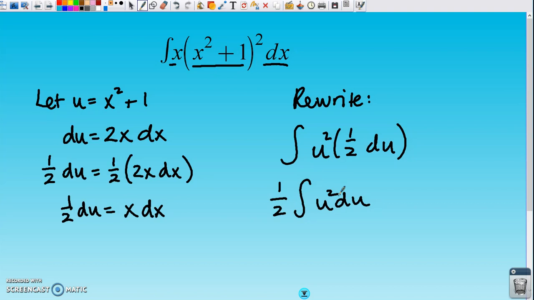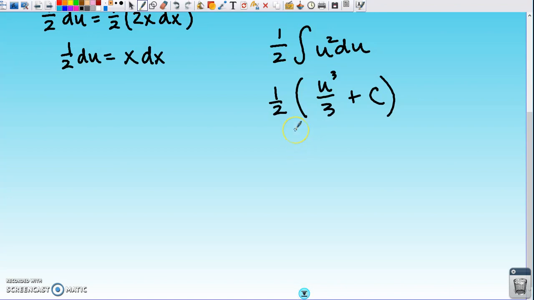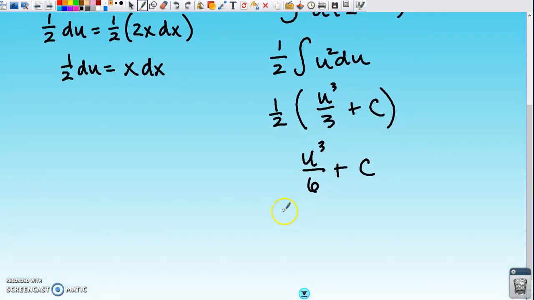Okay, so now I've got 1/2 the integral of u squared du, which I can integrate. The integral of u squared is u cubed over 3 plus c multiplied by 1/2, so I'm going to have u cubed over 6 plus c, but I want it in terms of x. u was originally x squared plus 1, so I've got x squared plus 1 cubed over 6 plus c as my final answer. Okay, I think that one kind of blew some of your minds. Let's look at another one.